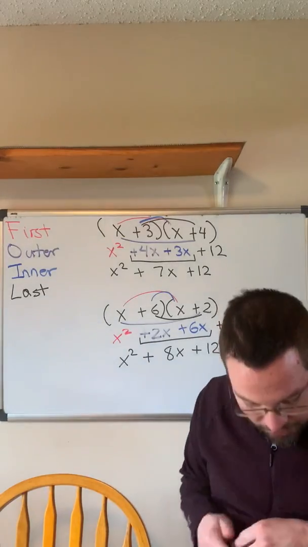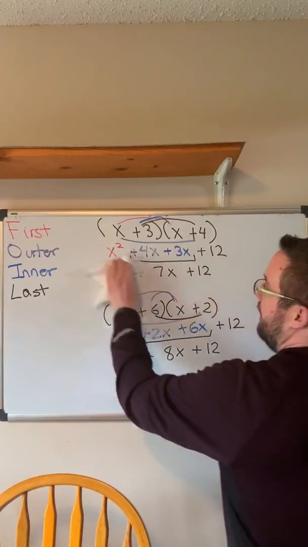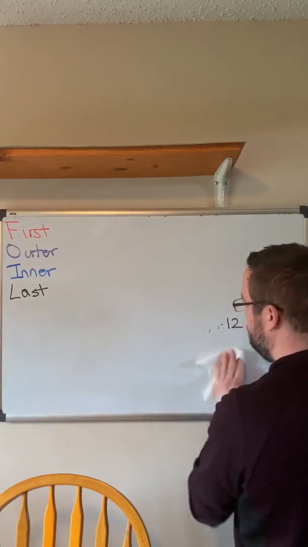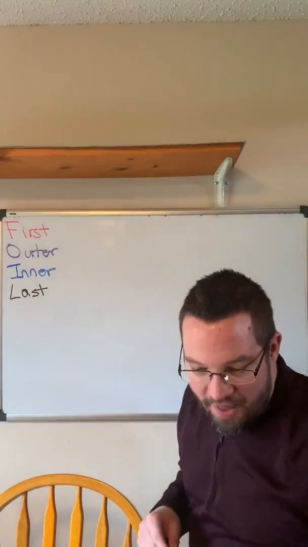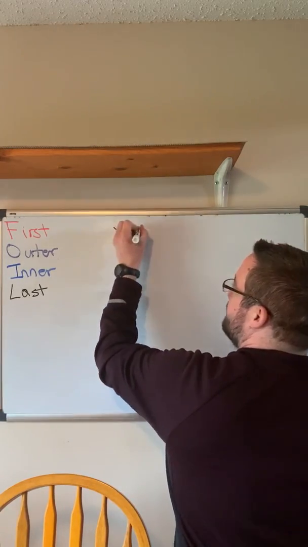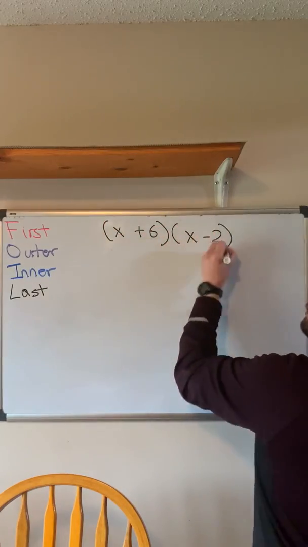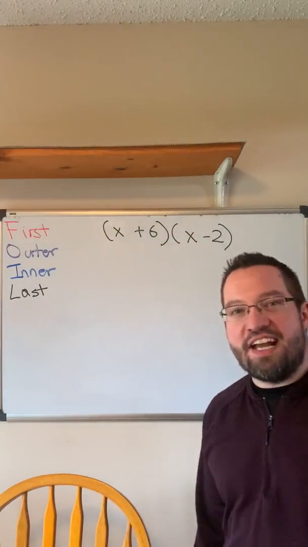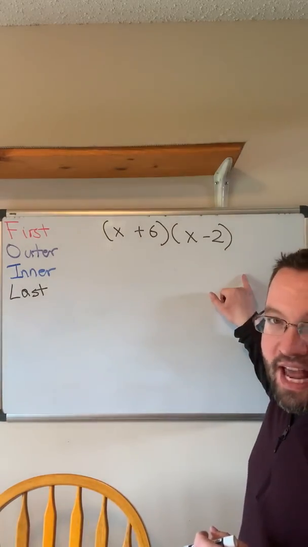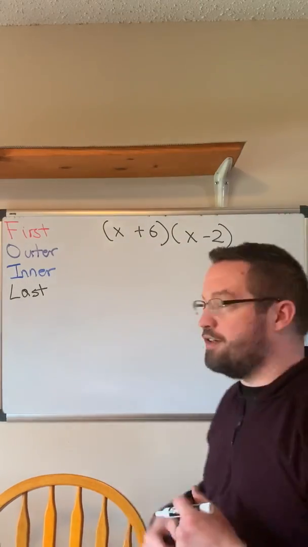Okay? Now let's go ahead and review a positive and a negative. So I'm going to go ahead and erase this guy here real quick. And remember here, my friends, that a positive and a negative is going to be a negative. So let's go x plus 6 and then x minus 2. Now my process is going to stay the exact same, but my last term here is going to be a negative, and I'm going to have a positive and a negative in the middle, and I just combine like terms.